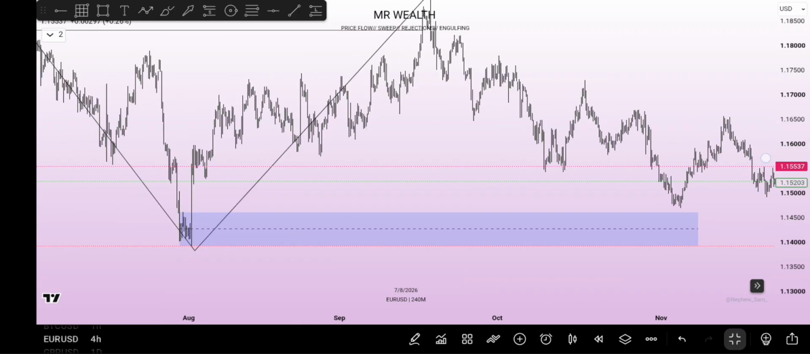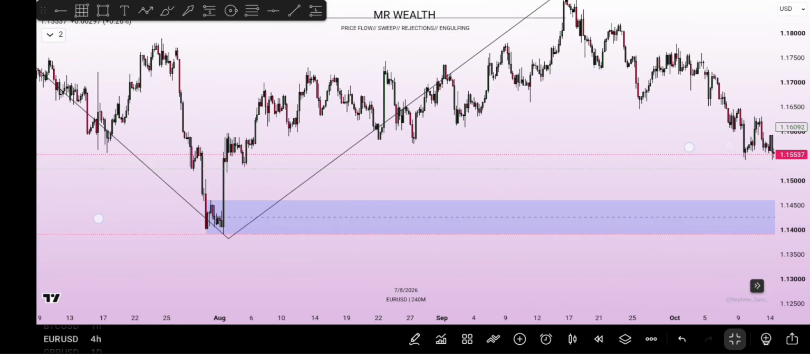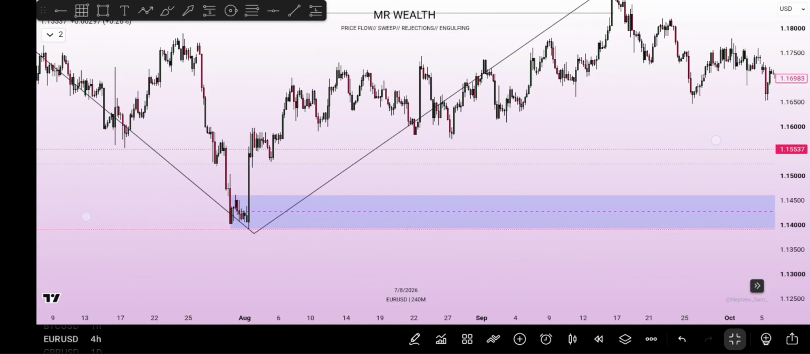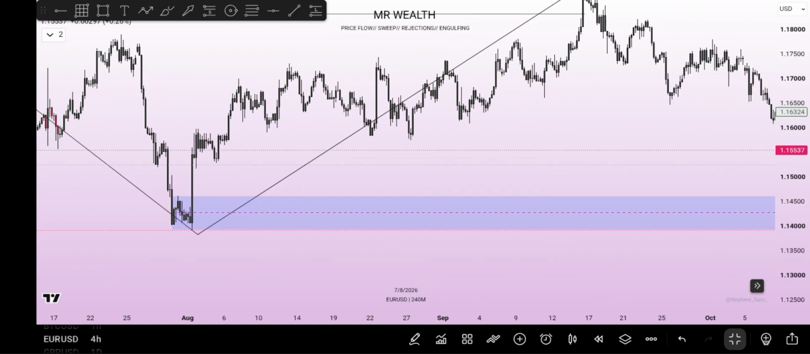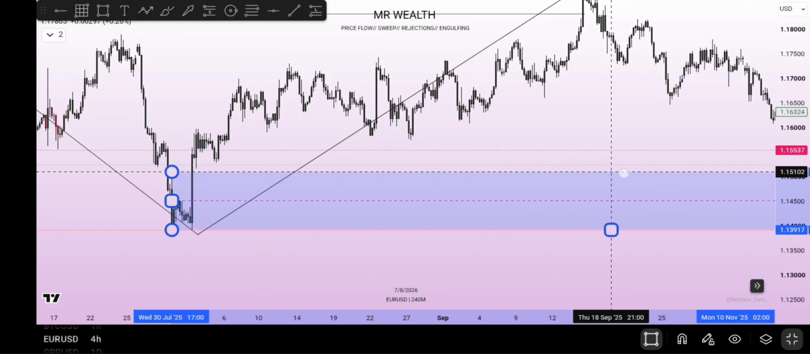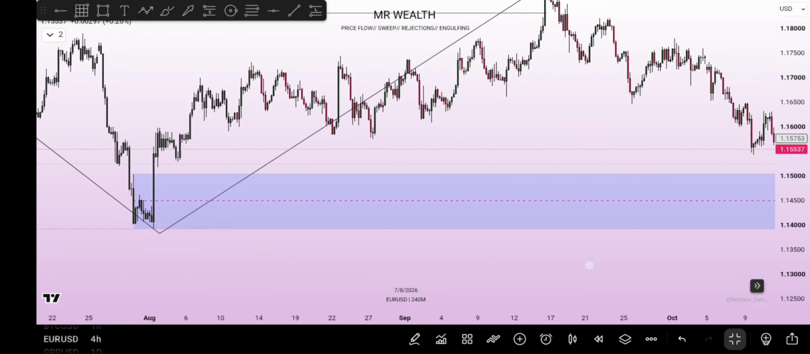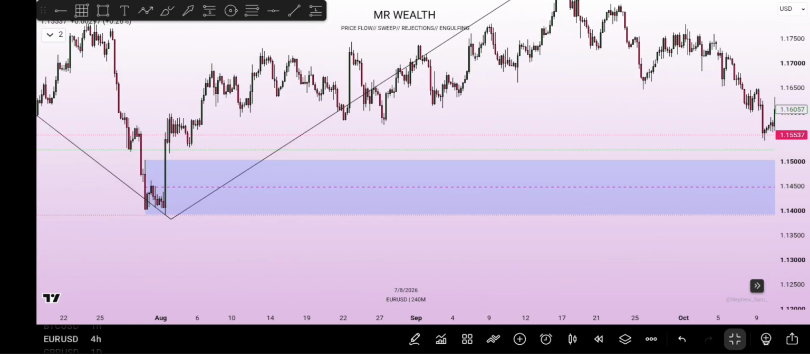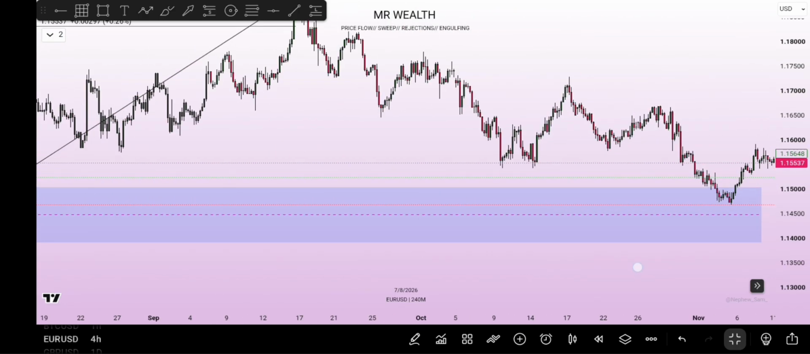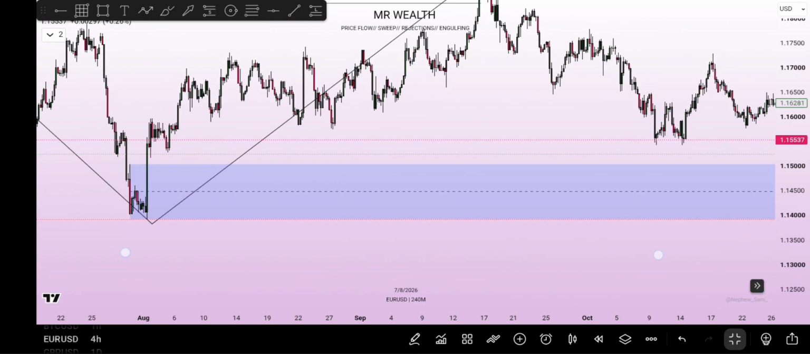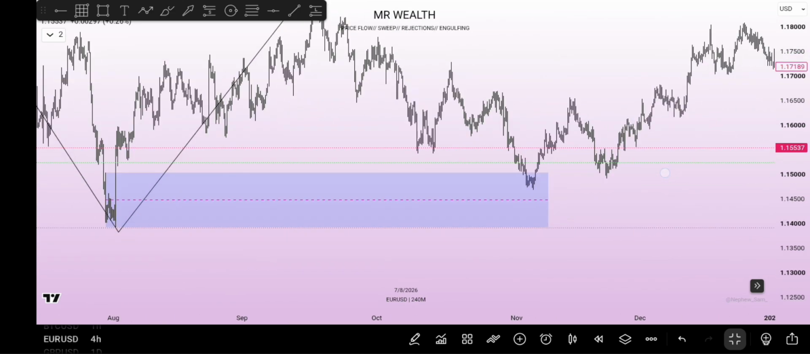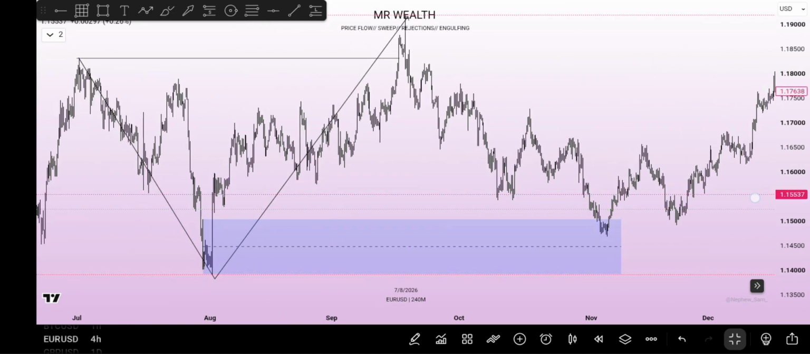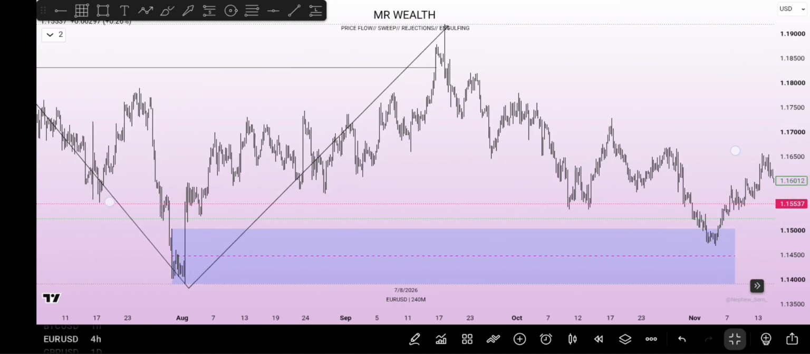That's a demand zone. You can mark the demand zone from this top, this place, down to the down part. So that is a demand zone. Then what you do next is go down to the 15 minutes time frame. That is the last leg.